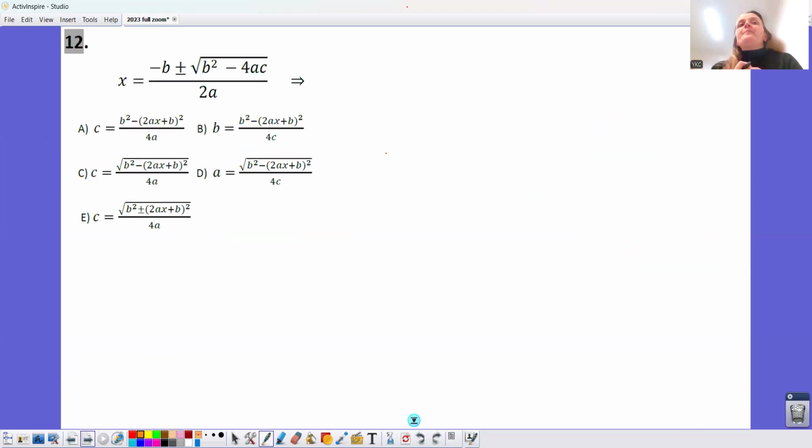Now, the 12th one seems a bit more complicated. One formula is given to you, and then it is asking to find any of the terms here in terms of the other unknowns. So firstly, what I will do here, first I will do cross product, which will become, I will multiply x with 2a and this one that we have here 1 with 1. So it will become 2ax is equal to minus b plus minus root of b squared minus 4ac.